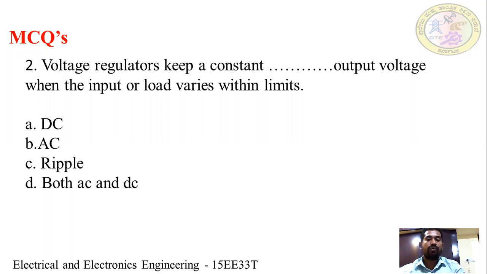Let me move on to the second question. Voltage regulators keep a constant dash output voltage when the input or load varies within the limits. The options given: option A DC, option B AC, option C ripple, option D both AC and DC. Let me check the answer. Option A, that is DC. Voltage regulators keep a constant DC output voltage when the input or load varies within the limits.